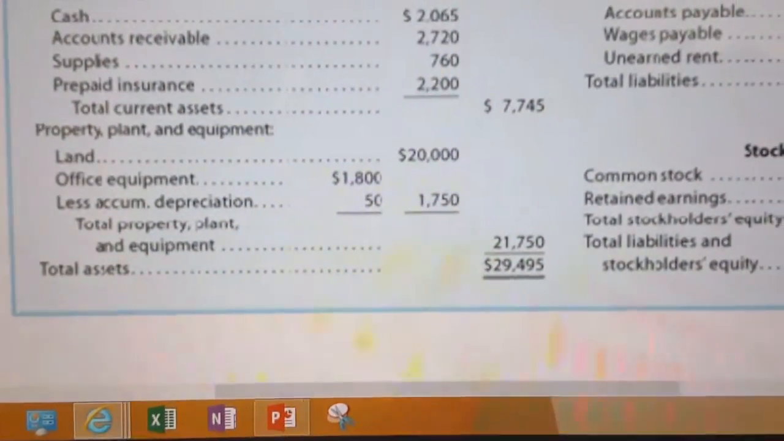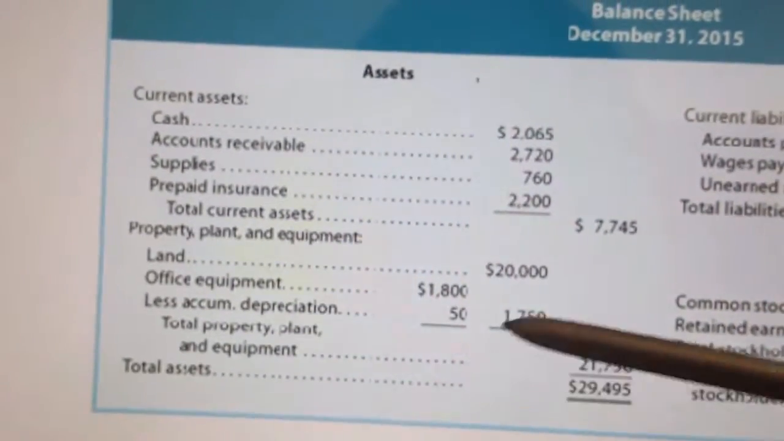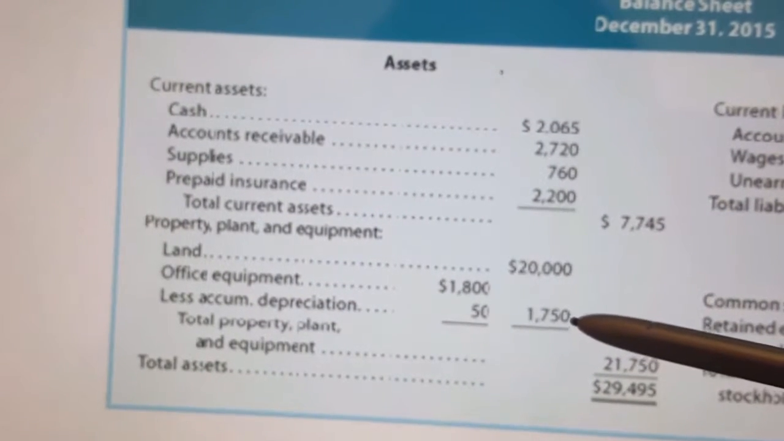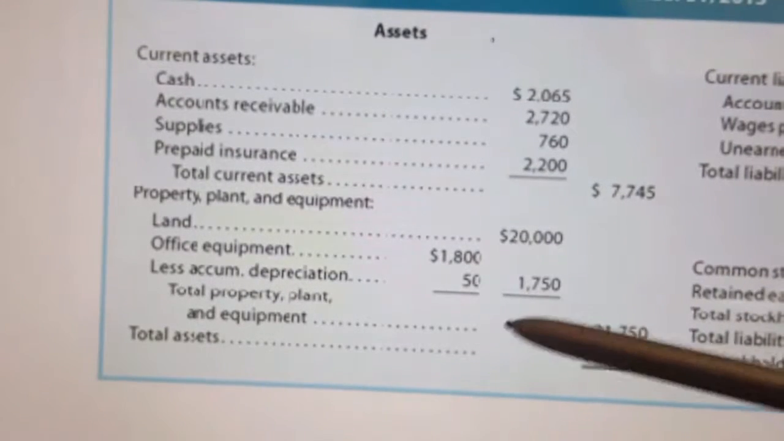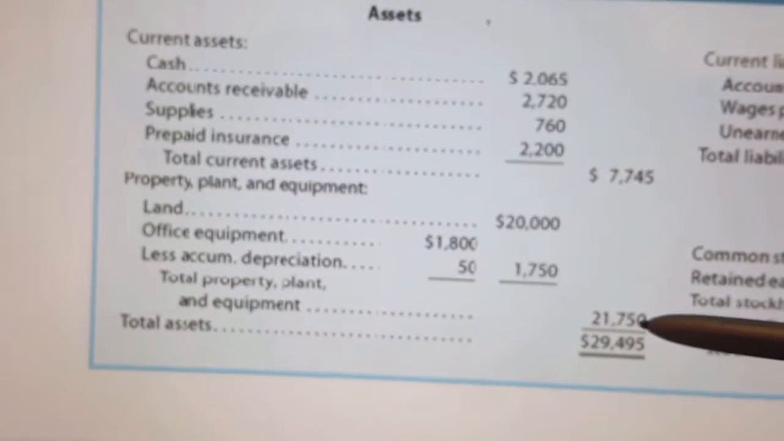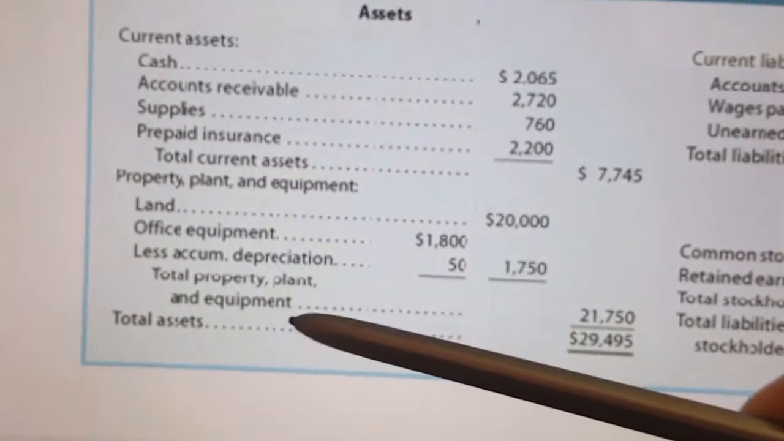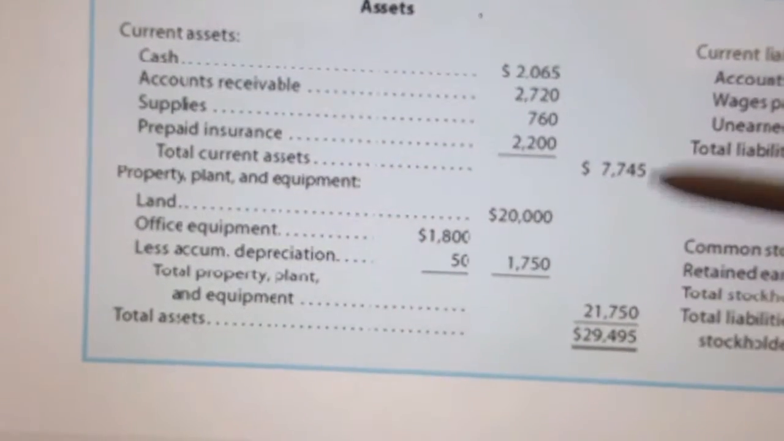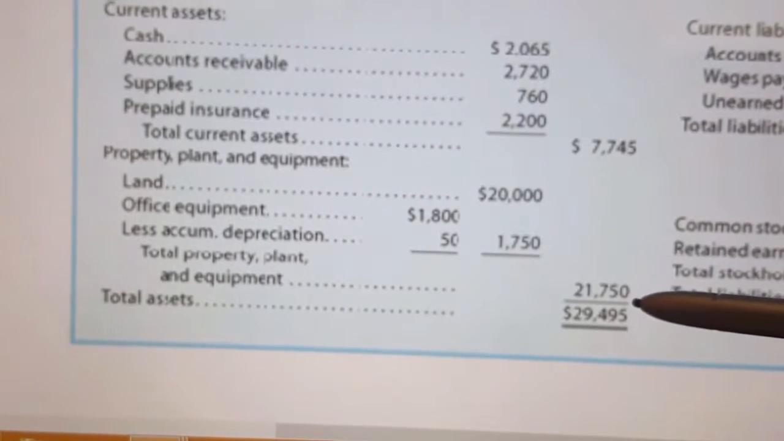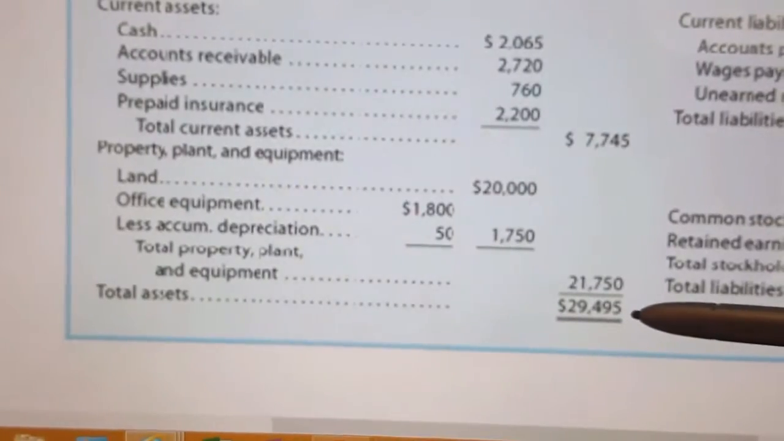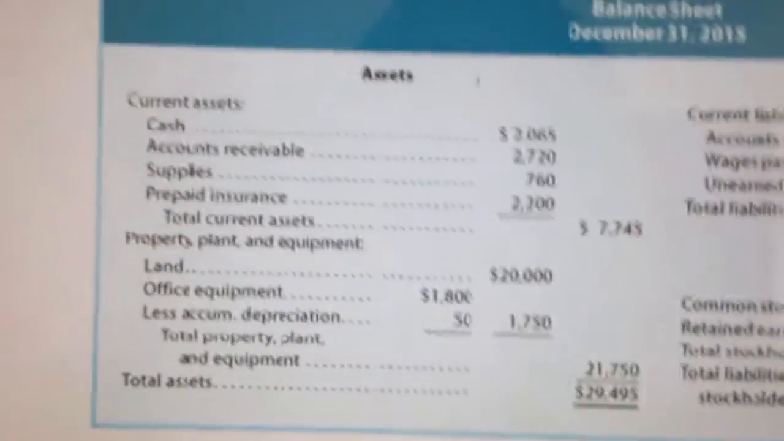All right, so accumulated depreciation is going to be subtracted from the other assets. If you notice, you have office equipment less accumulated depreciation equals $1,750. You're going to take the $1,750 and add it to the land, which equals $21,750. You're going to take the $21,750, which is the total property, plant, and equipment, and add it to the total current assets, and it's going to equal $29,495. Okay, that's your total assets, and this is the proper way to list them.